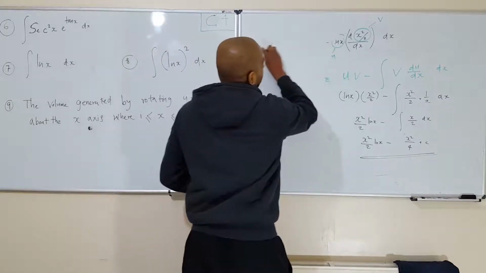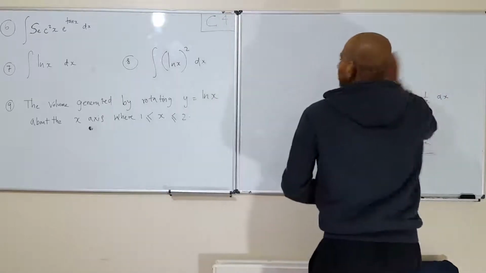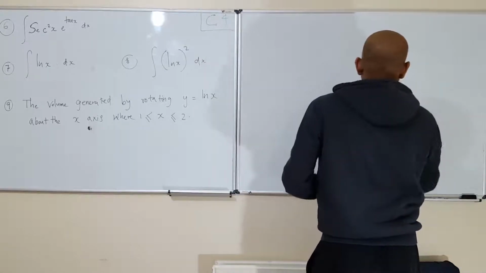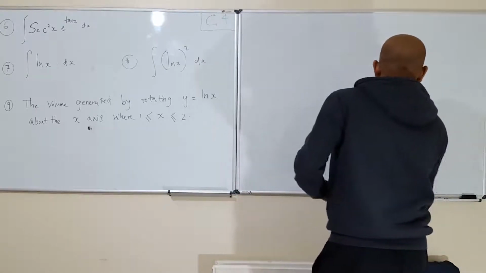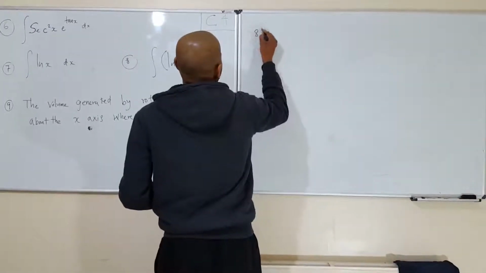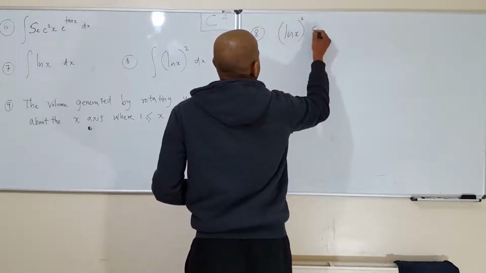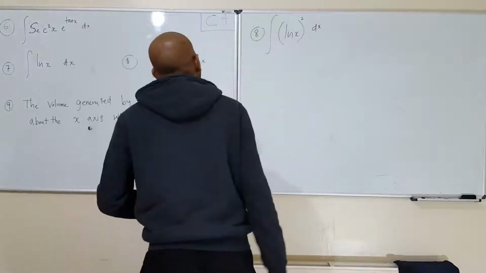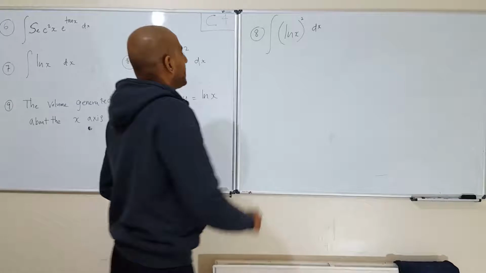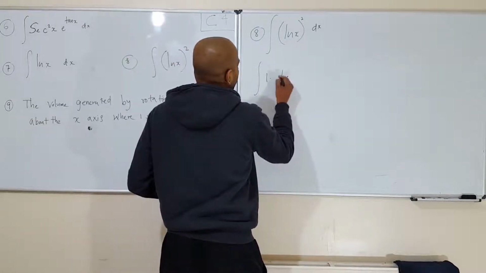Okay. Right. So let's go to the next question now. The next one also actually is good. It is also integration by parts. ln x squared, number 8. ln x squared. Again, we can't integrate ln x squared, so we're going to do the same trick. We're going to rewrite this one as 1 times ln x squared.